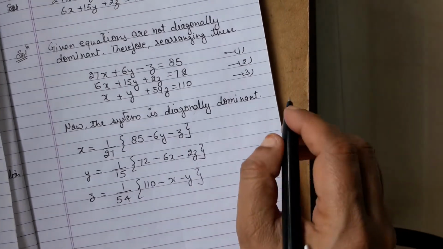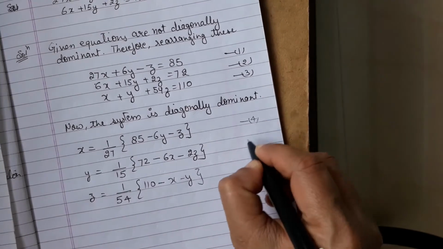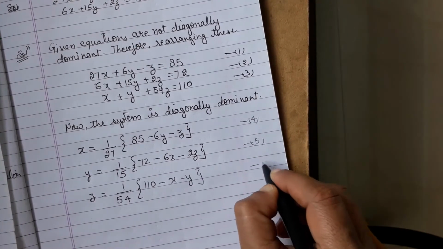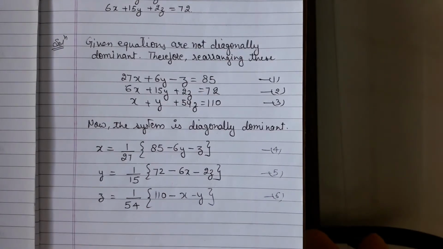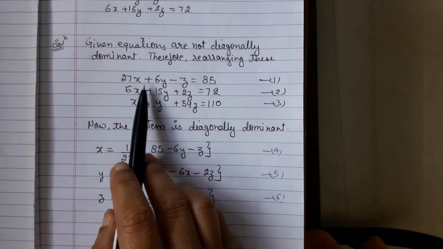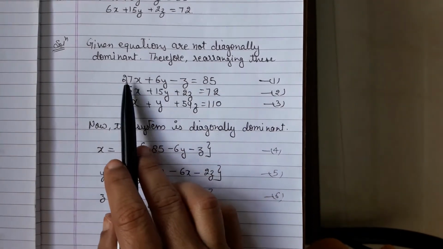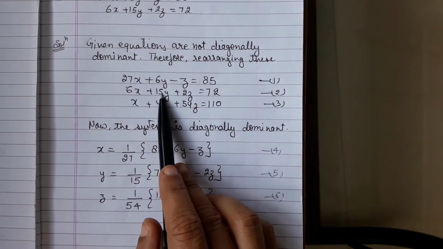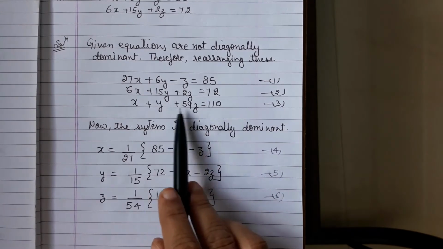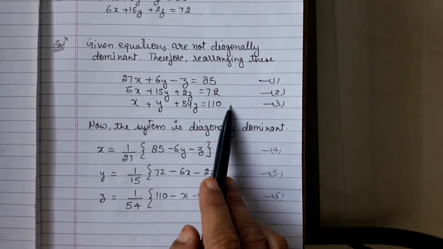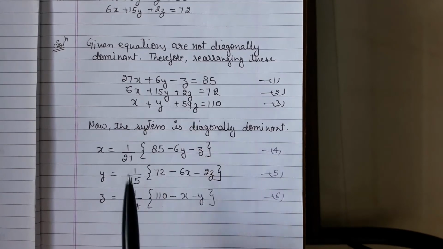So now we get these three equations, let's say 4, 5 and 6. How have we written these three? From the first equation, take these two on the right hand side and divide by 27. From the second equation, take these two on the right hand side and divide by 15. And from the third equation, take these two on the right hand side and divide by 54. So that is how we get these three equations.